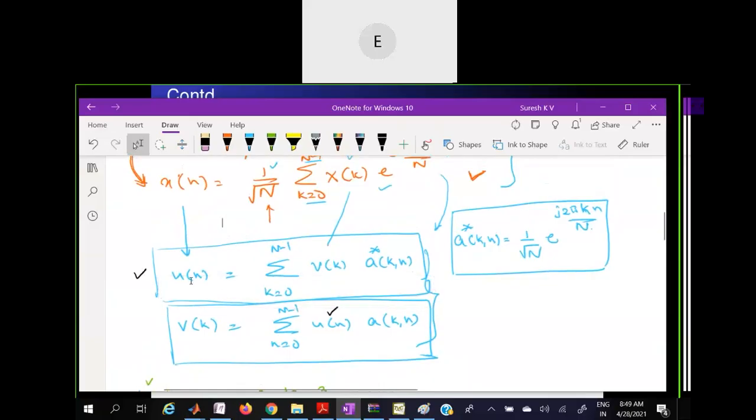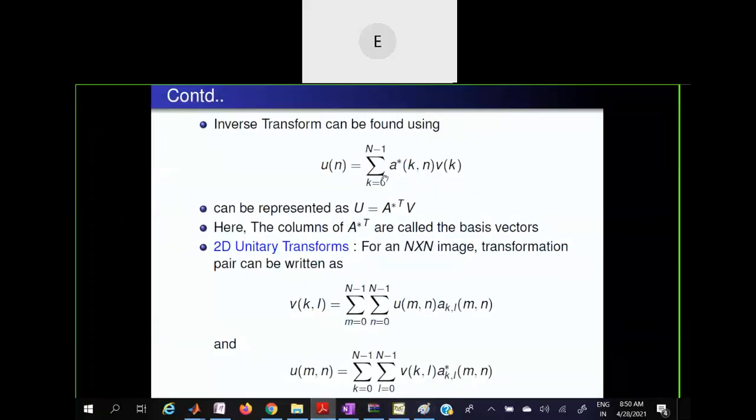You can write the inverse transform as this. The only change is this will be A star, A star complex conjugate. So that's what you see here. A star of Kn, V of k is the transform coefficients, U of n is the time domain coefficient values. So again, this can be written in terms of A conjugate transpose into V. So A conjugate transpose will actually have the basis vectors that you know.